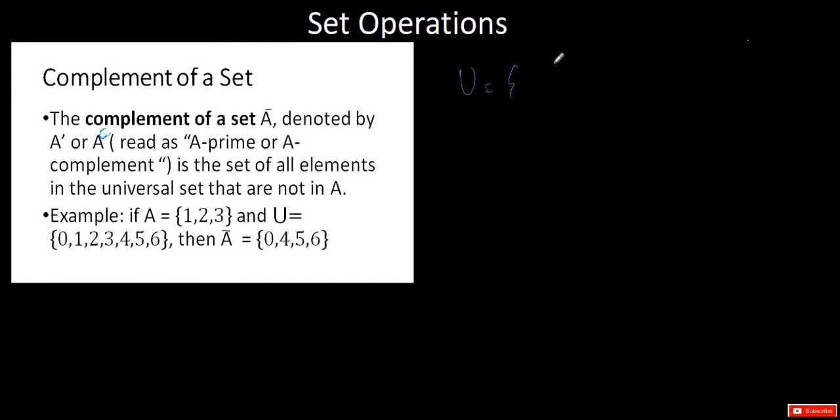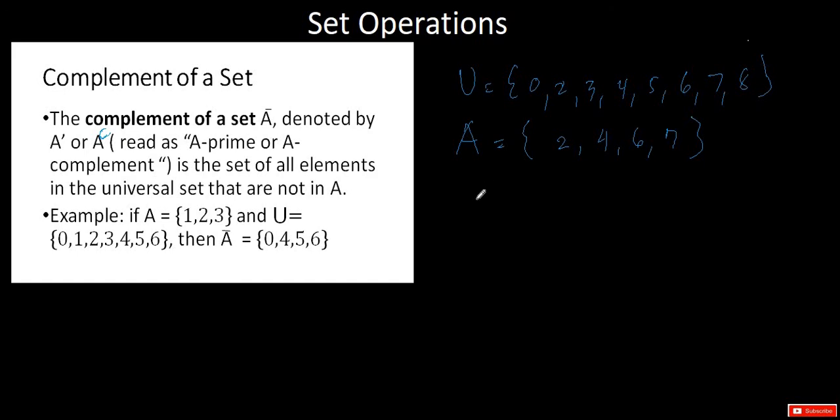Suppose the universal set contains the elements 0, 2, 3, 4, 5, 6, 7, 8. And we have set A contains the elements 2, 4, 6, and 7. Now, what are the elements of A complement? The elements of A complement are the elements found in the universal set that are not in set A.